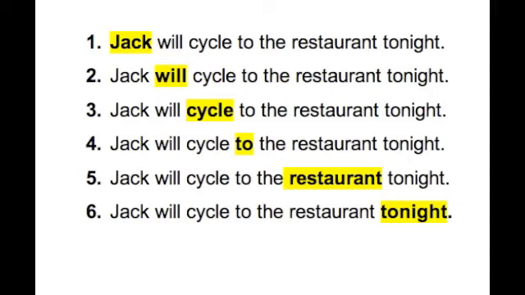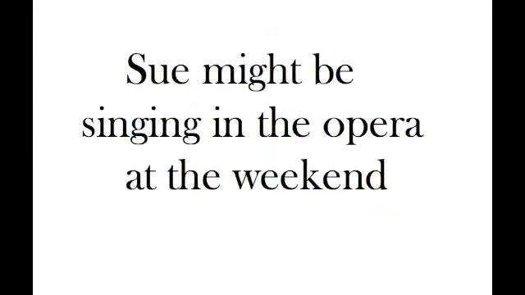Jack will cycle to the restaurant tonight. Jack will cycle to the restaurant tonight. The meaningful word, the slow word, with a little pause after it, with a bit of melody, was number 1, sentence number 1, Jack. It's quite clear, isn't it, that just by stressing a word, slowing down, giving it some melody, that you can change the entire meaning or flavour of a sentence. Let's look at another example.